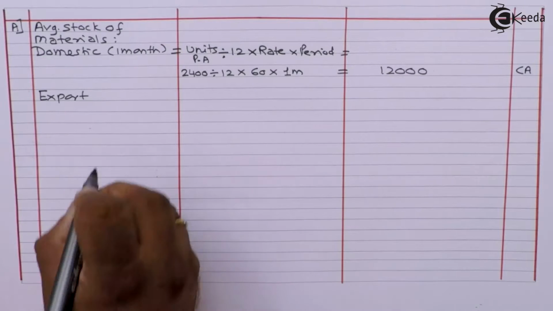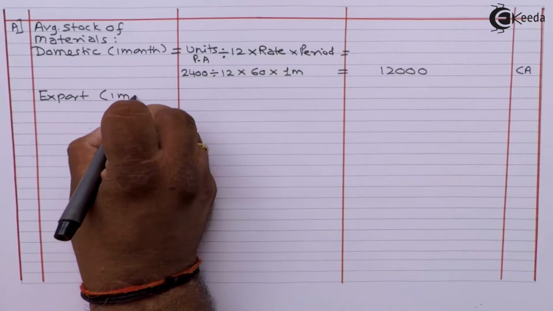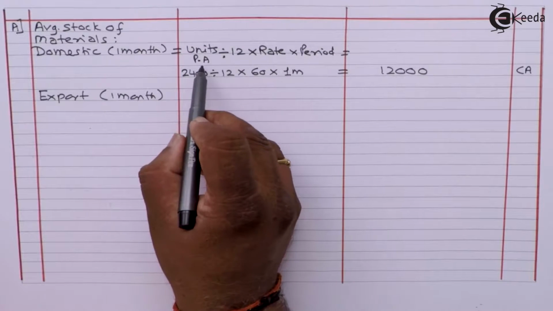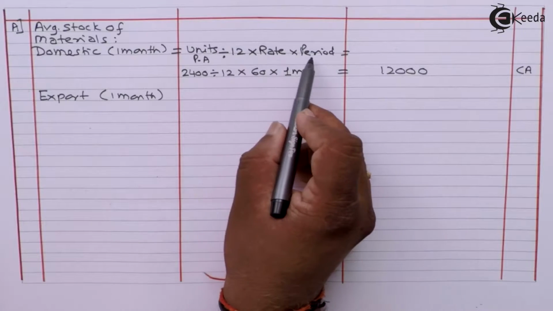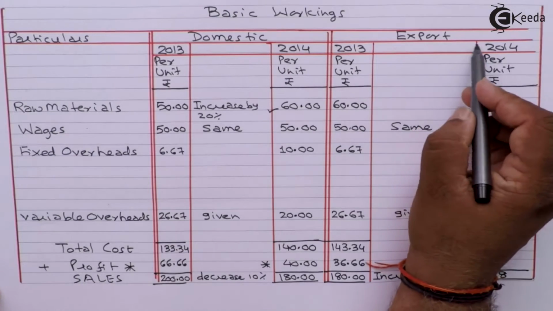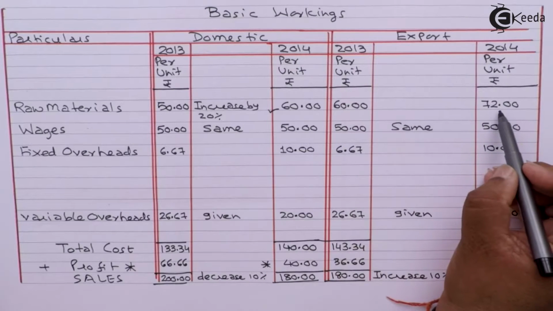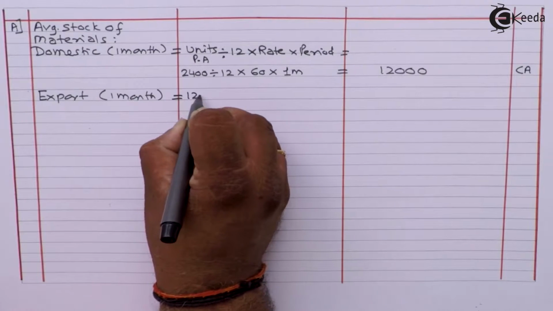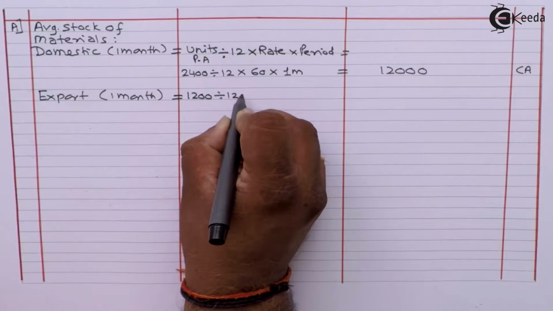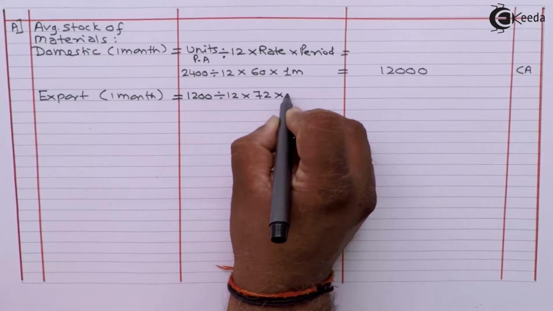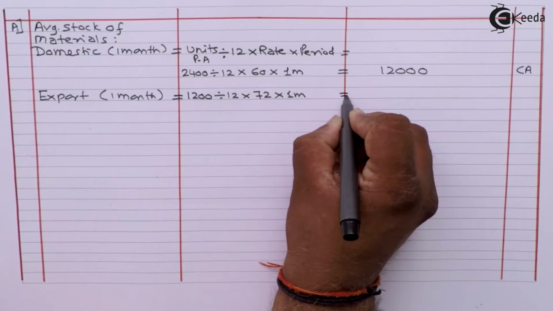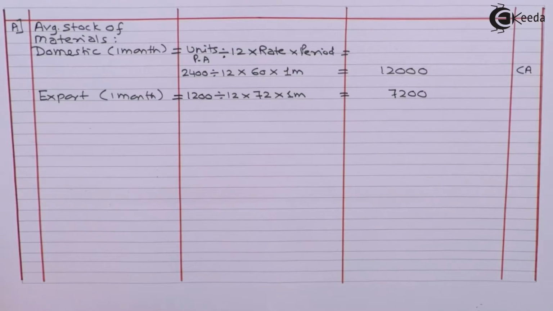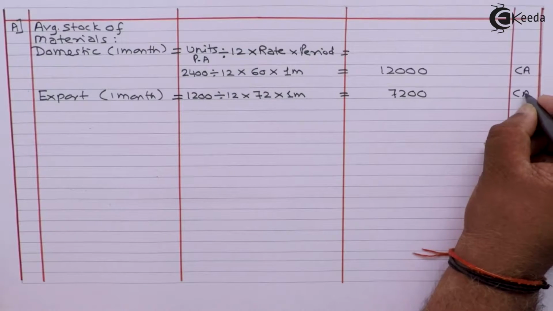Even in case of export market, period of holding raw material is 1 month. So same formula will have units per annum divided by 12 multiplied by rate multiplied by period. In case of export market, raw material per unit estimated at rupees 72. Units per annum 1200 divided by 12 multiplied by 72 multiplied by 1 month. It is 7200. This will be part of current asset.